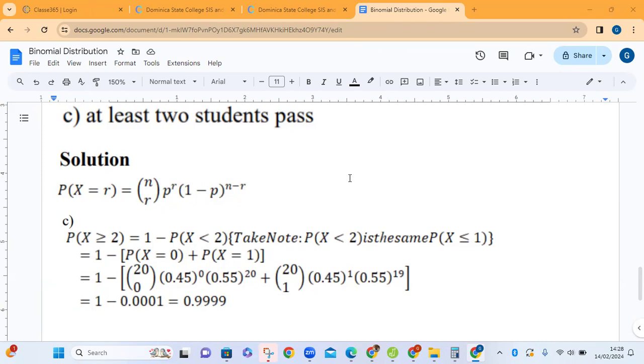Now, part C is asking, out of the 20, find the probability that at least 2 students pass. At least 2 means 2 or 3 or 4 or 5. Bear in mind, in probability analysis, once you mention the word or, you've got to add. So at least 2 means from 2 right up to 20. If you take this approach, you will have to use this formula with 2 right up to 20. Okay? So that's a lot of work.